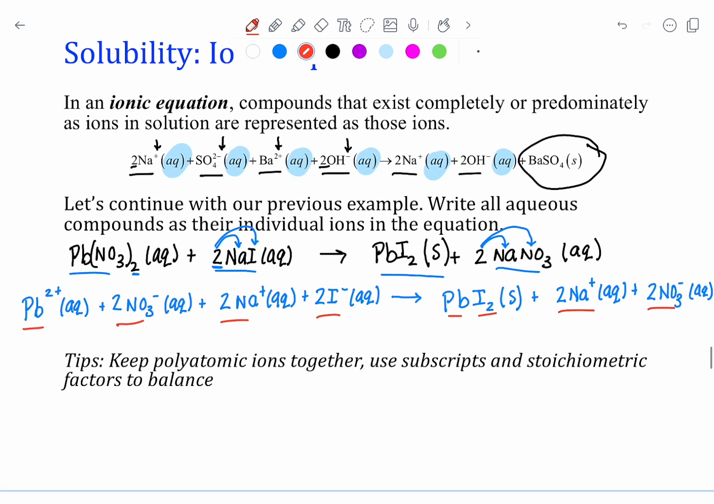So some tips that I have for writing these ionic equations. The first one is the obvious one, to keep our polyatomic ions together because they are in solution as those ions. The next is to use your subscripts and your stoichiometric factors to balance. So we did that twice. We said that this 2 should come down as a stoichiometric factor, and the stoichiometric factors that we use to balance can be applied to those individual ions. Our ionic equation also has to be balanced. All of the equations that we're writing have to be balanced.